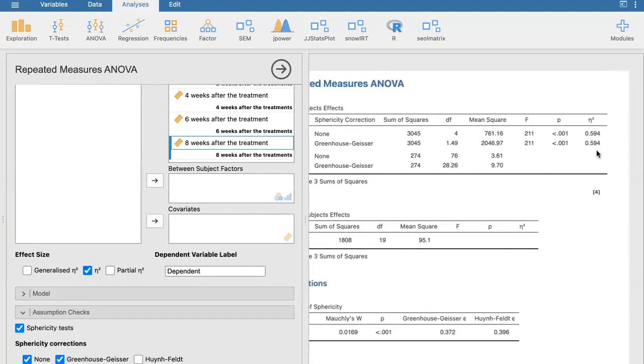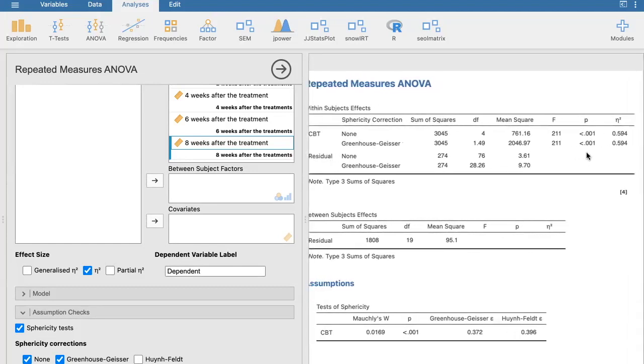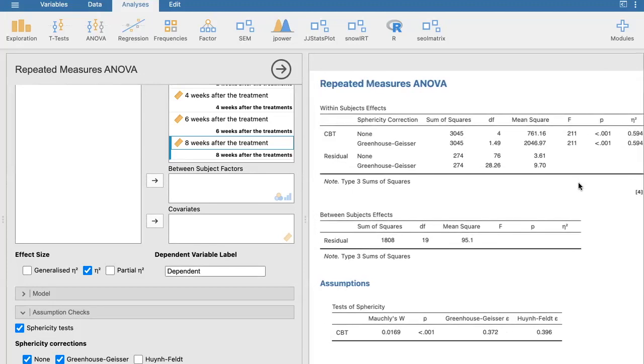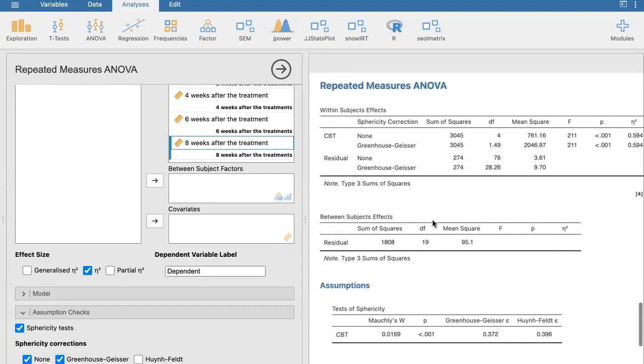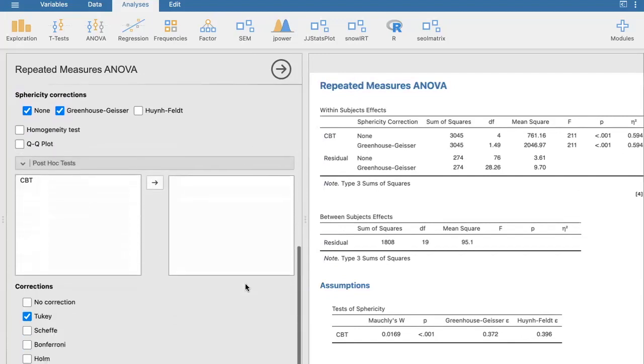Now, here's the eta squared. Eta squared is 0.594. So basically what it says is the independent variable accounts for about 59% of the variance in the dependent variable. So it's a pretty good effect size as well. So that's good work. And then you can go for post hoc tests.